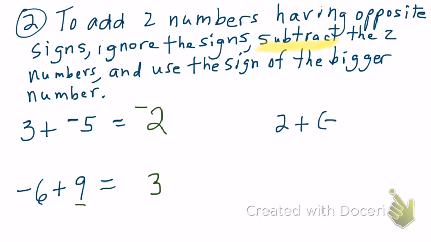Let's do one more of these. Here we have 2 plus negative 8. Again, we're adding two numbers with opposite signs. So we're going to subtract 8 minus 2, and we get 6. And the bigger number is 8, so we're going to use its sign. So we get negative 6.